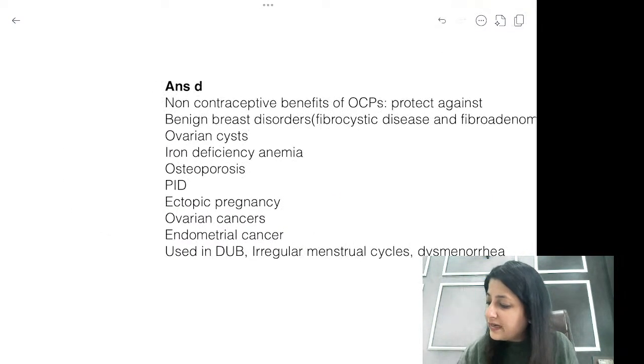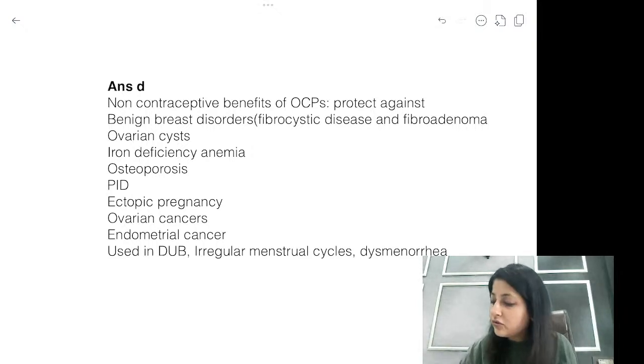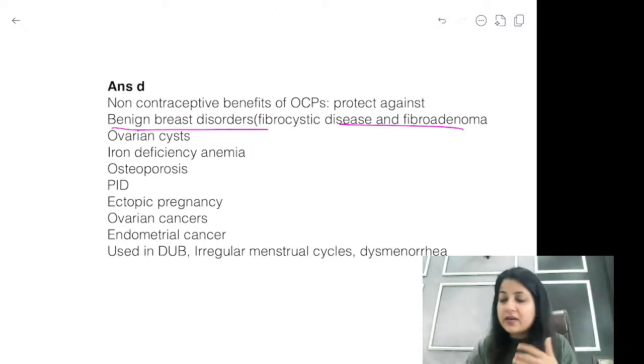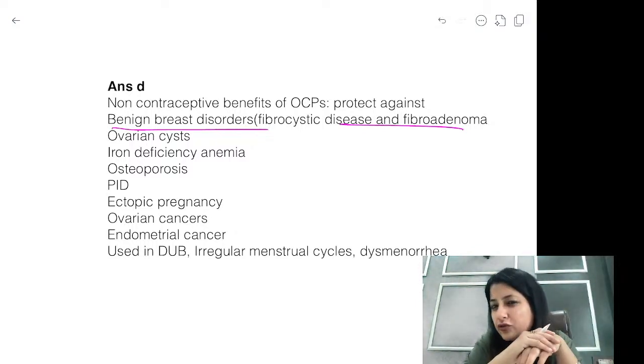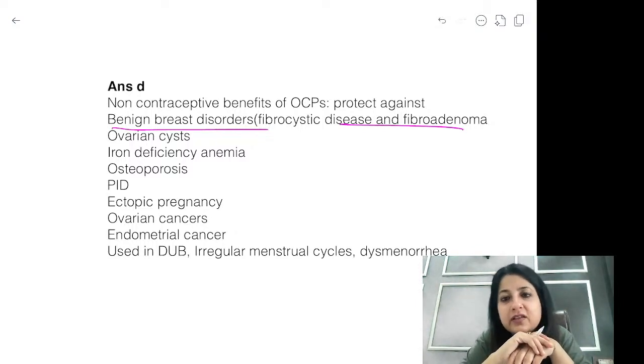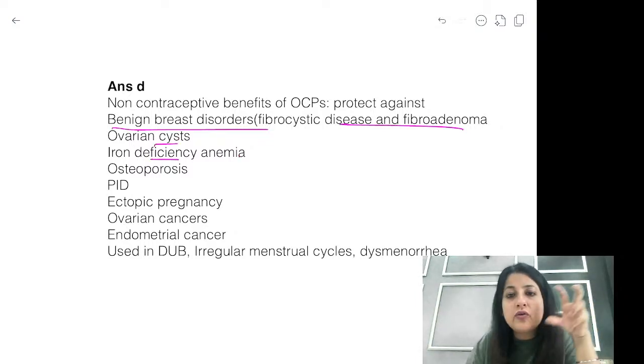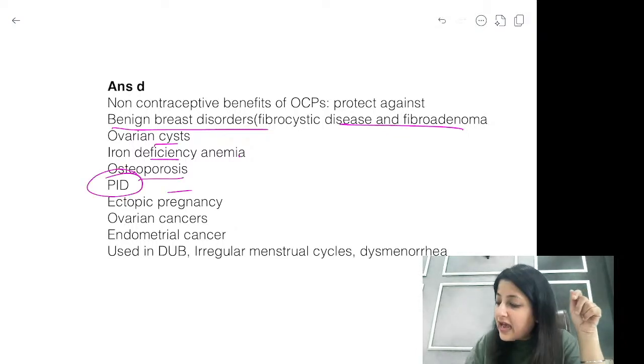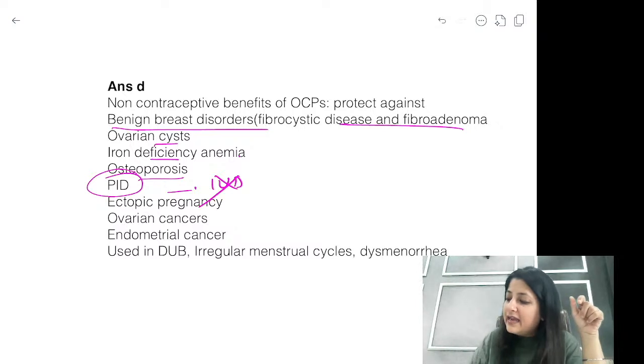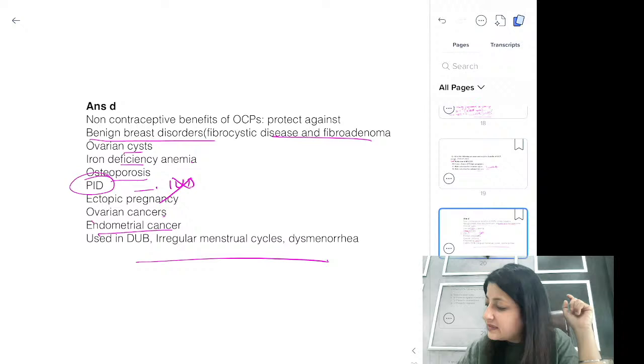All right, so you will see in the PDF I have mentioned the non-contraceptive benefits also. Protecting from benign breast disorders, fibrocystic disease, fibroadenoma, but it's increasing the risk of breast cancers. Research is still ongoing, they are doing some research where it might not be increasing, but as of now the two cancers whose risk increases are cervical and breast. Iron deficiency anemia, ovarian cyst, we all know 7 iron tablets are there in OCP, osteoporosis, PID. In PID, IUD is not given. Ectopic pregnancy, you can give OCP. Ovarian and endometrial cancer, DUB and dysmenorrhea also.